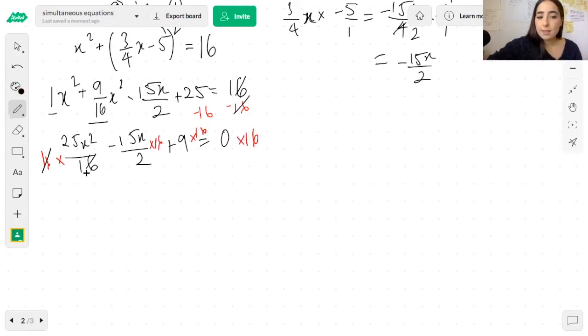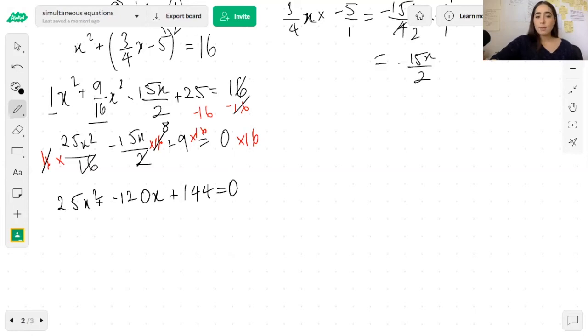So these 16s cancel, leaving you with 25x squared. This 2 reduces with the 16 to give you 8. So you're left with 8 times 15. So that's negative 120x. And then 9 times 16 is 144. And this is just 0. I know these numbers are really large, but I feel like it's a lot easier to work with whole numbers than it is to work with fractions.